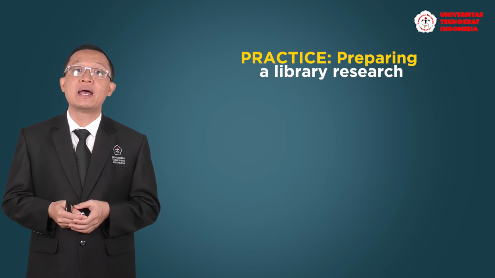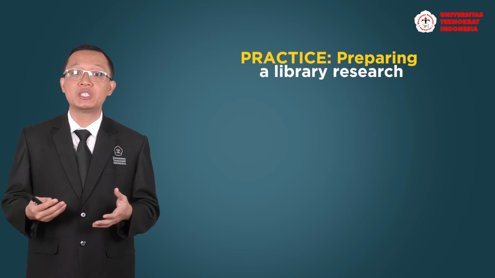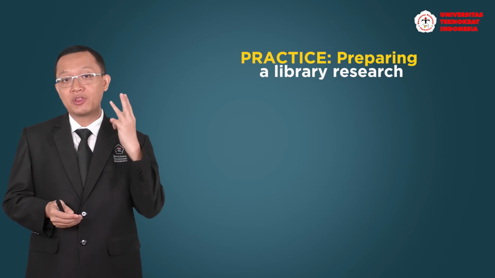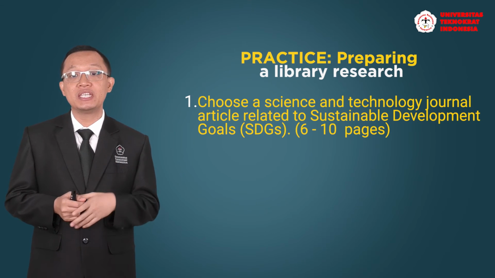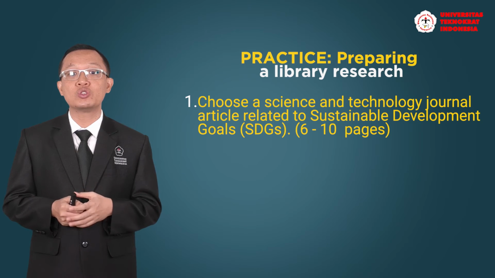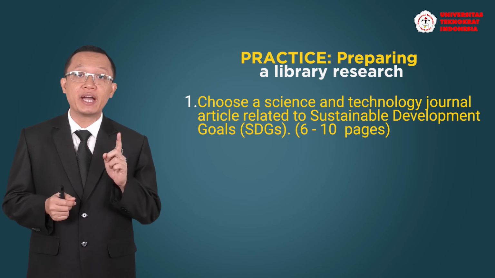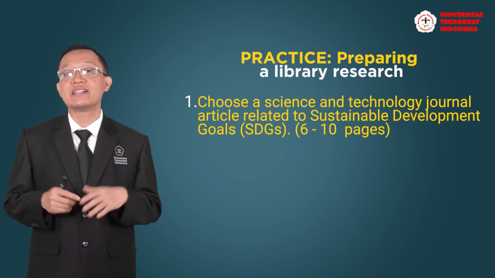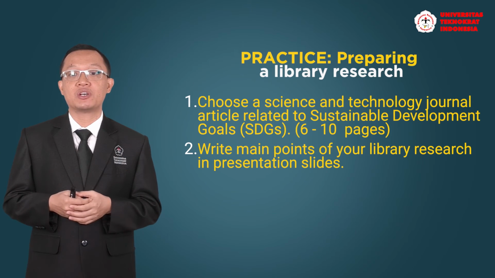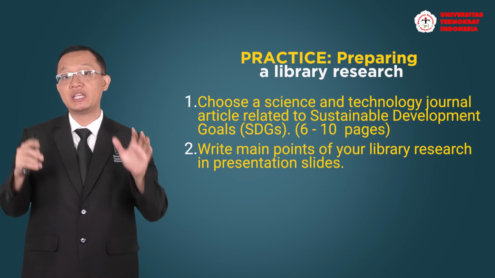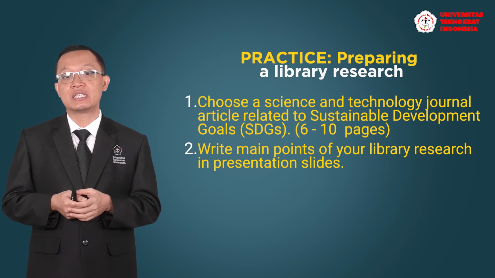Now, after understanding the concept of library research and how to prepare library research and the presentation, I want you to practice preparing a library research. You have to do 3 steps. Number 1, choose a science and technology journal article related to sustainable development goals. Find the article. 6 until 10 pages will be enough. After that, write the main points of your library research in presentation slides.